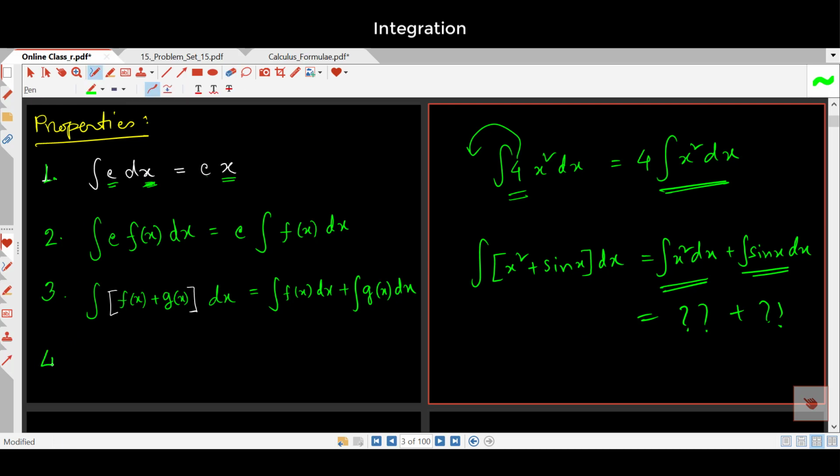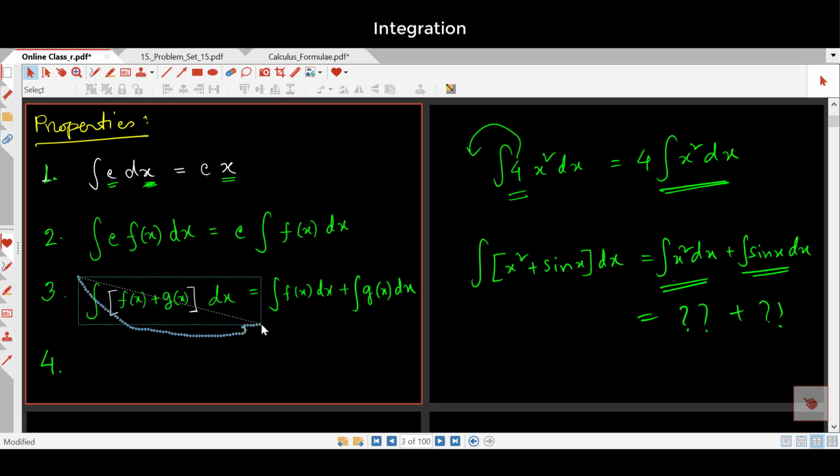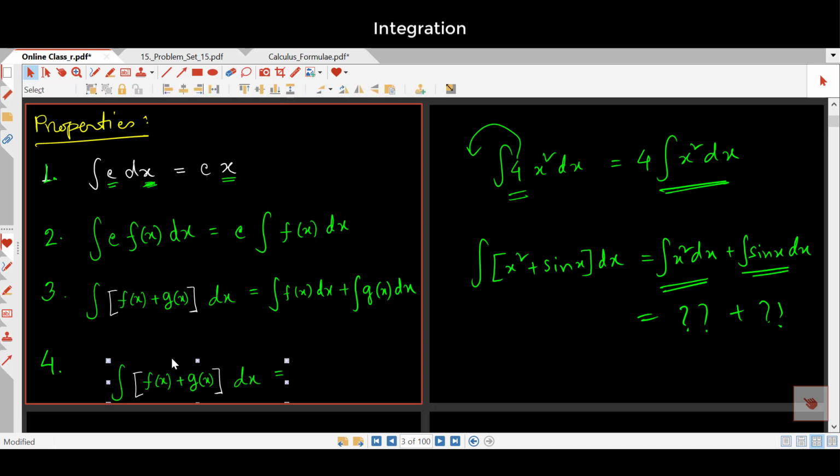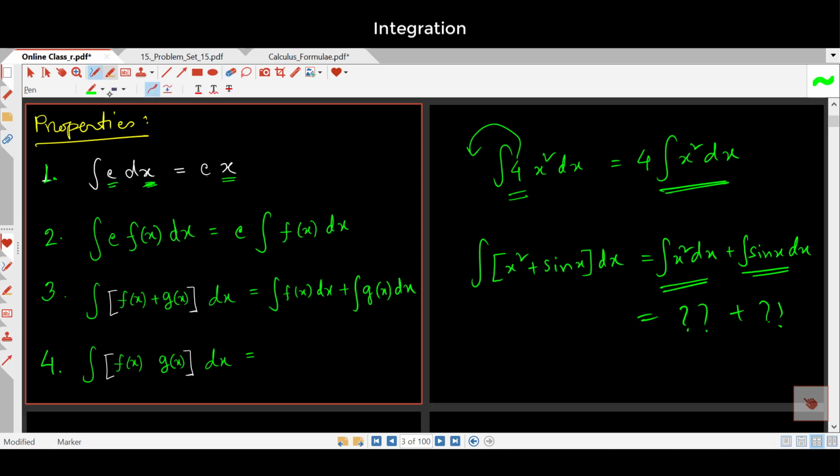Similarly, we have another property here, the difference or subtraction property. It is the same, but instead of plus, we now have minus. So integration of f of x minus g of x is integration of f of x minus integration of g of x. So we can write it this way.